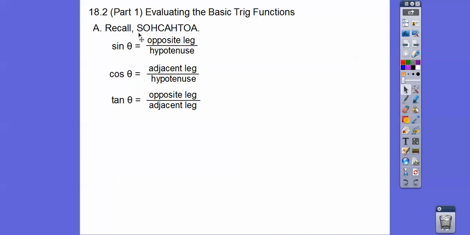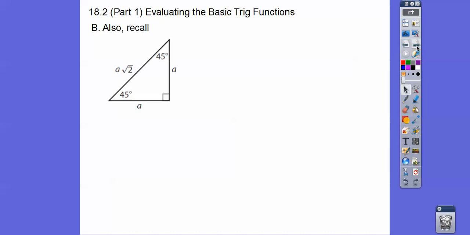So we said some old hippie caught another hippie taking old apples. Sorry, if you'd heard a different one. I'm not a fan of that, especially being a teacher anyway. So some old hippie caught another hippie taking old apples. That's how you spell SOHCAHTOA.